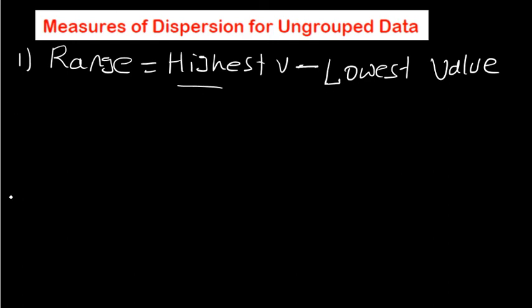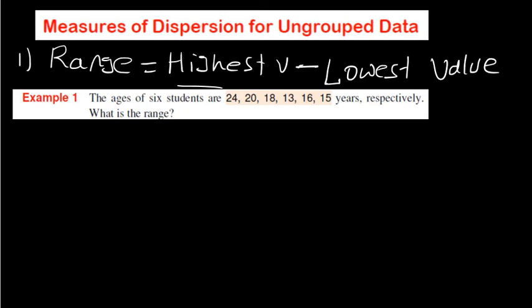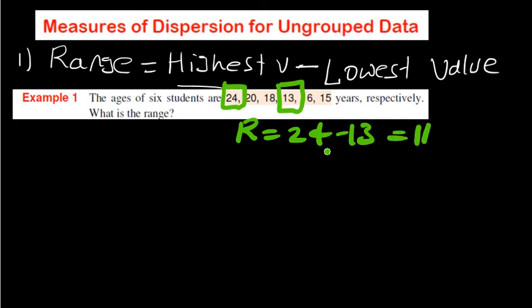For example, let us look at an example. The first example says the ages of 6 students are given: 24, 20, 18, 13, 16 and 15. What is the range? First, which one is the highest value here? It is 24, and the smallest one is 13. Therefore the range will be 24 minus 13, which is 11.